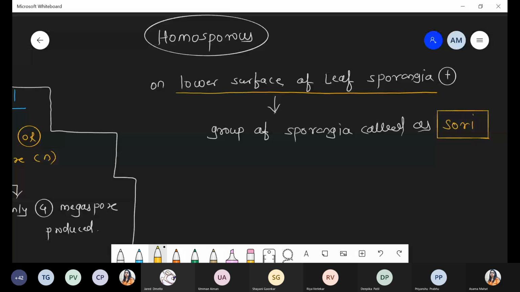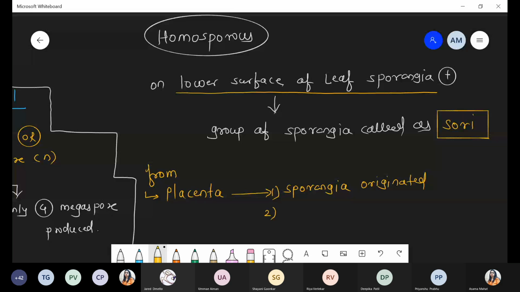So what happened? Whenever we are talking about the presence of the placenta, placenta is a characteristic feature of angiosperms, but here we are talking about placenta as a nutritive tissue. That's it, I am not taking it from any other reference point. Here the placenta is present, but as a nutritional tissue. From this placenta, sporangia get originated, number one. As well as from placenta, sori also get developed.